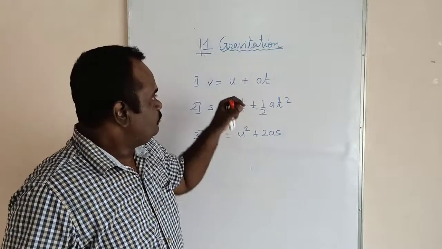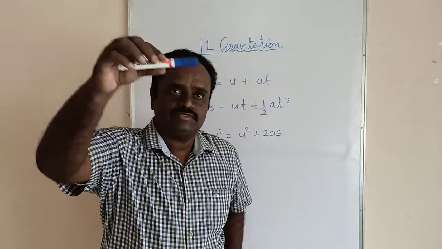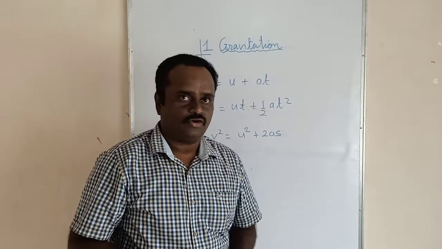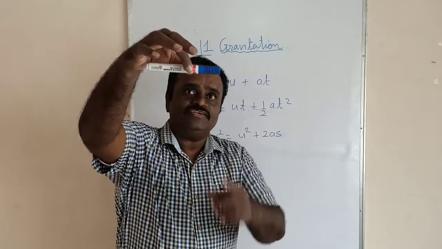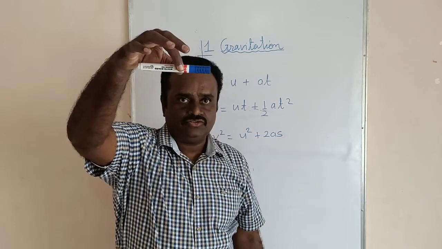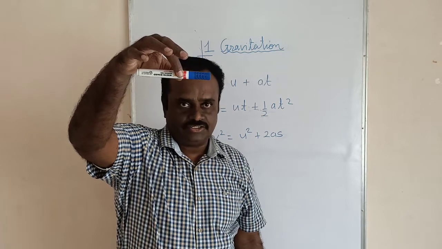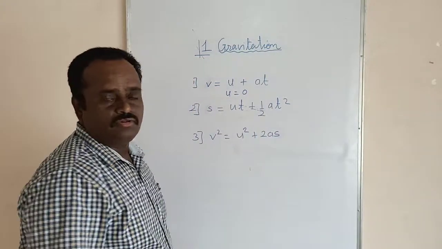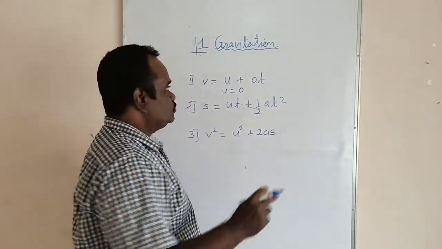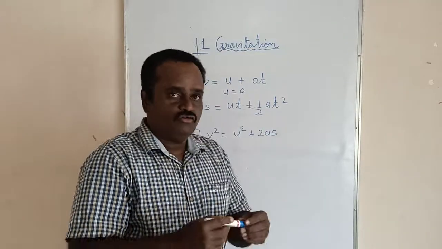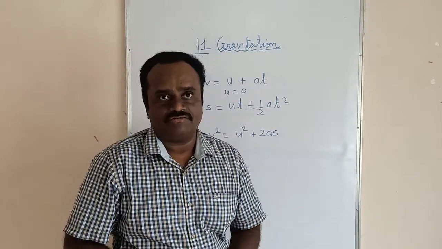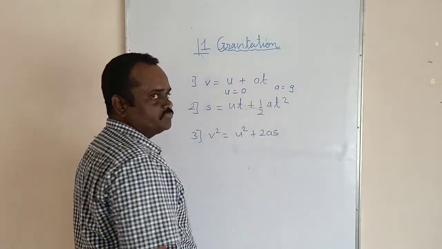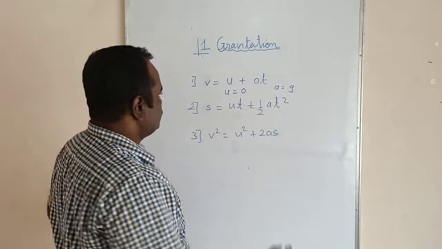Now, during free fall, suppose I am holding this marker and I leave it. This is a free fall which we have studied in the topic gravitation. First, this marker is at rest, so the initial velocity will be 0, which means u will be 0. Now this marker falls down under the gravitational force. So in place of a, we are going to write g. So the same equations will get converted.